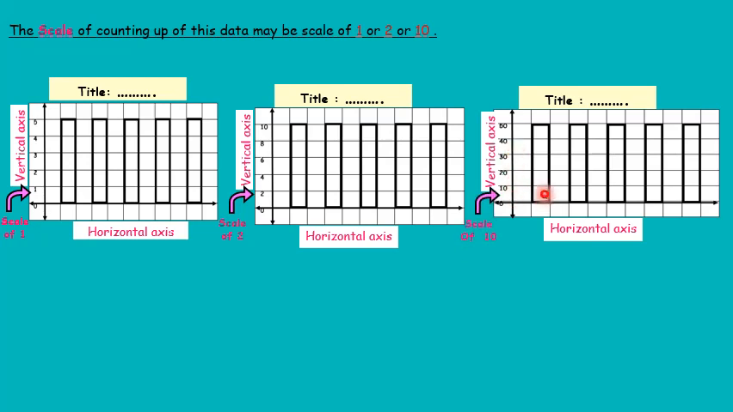So now we understand what the difference between them is. The difference between them is the scale. The first one is a scale of 1. The second one is a scale of 2. The third one is a scale of 10. Okay? So we finish our introduction about this chapter.